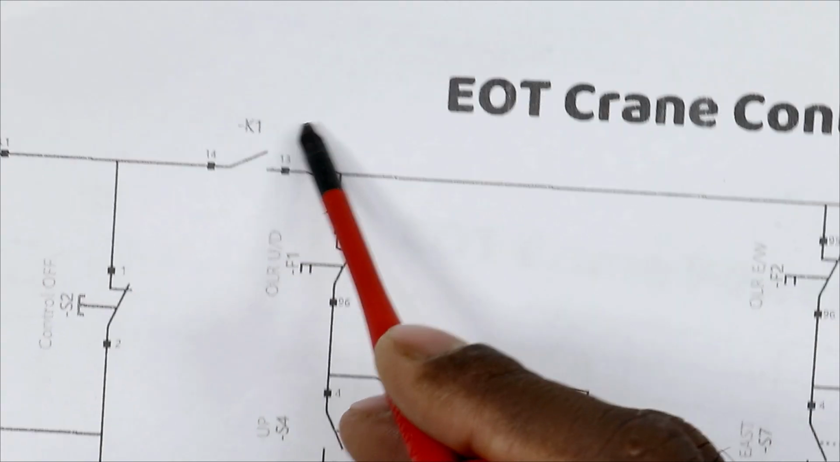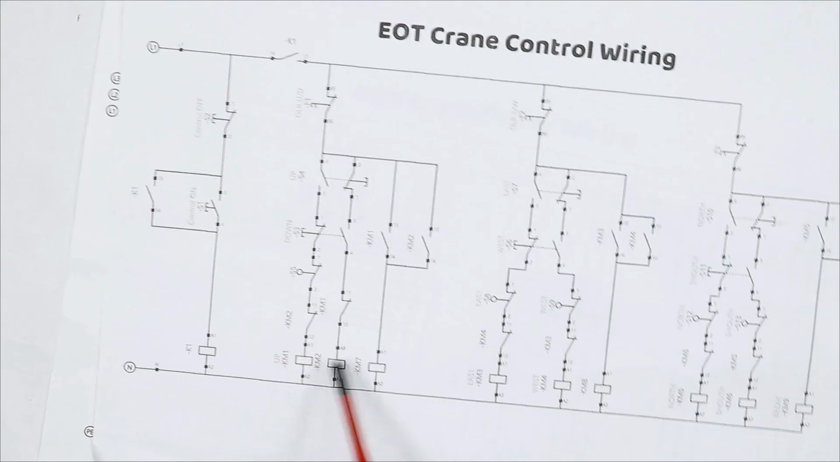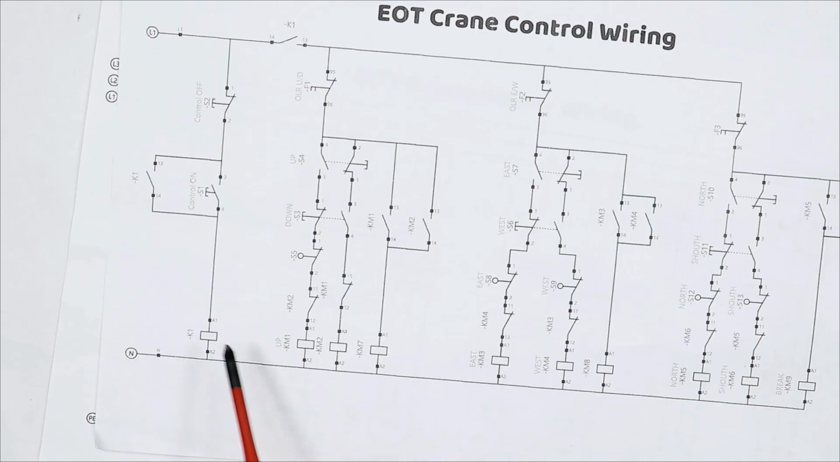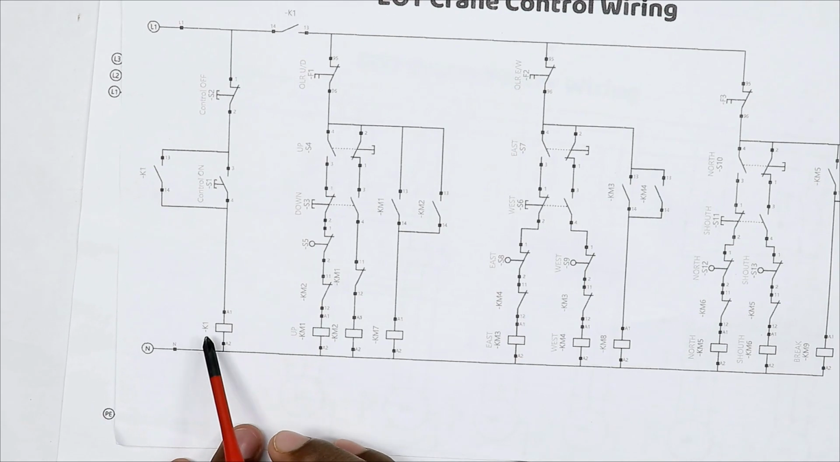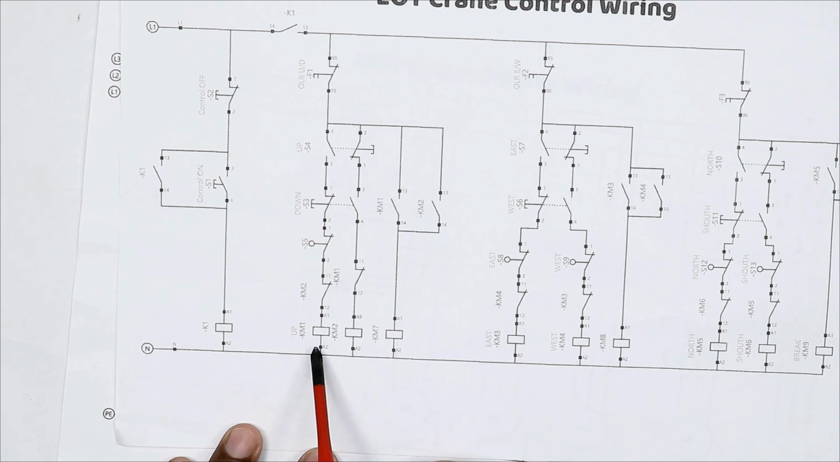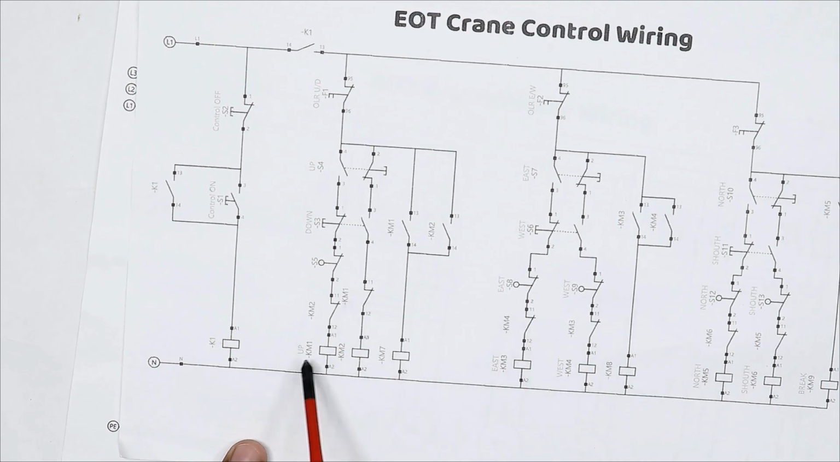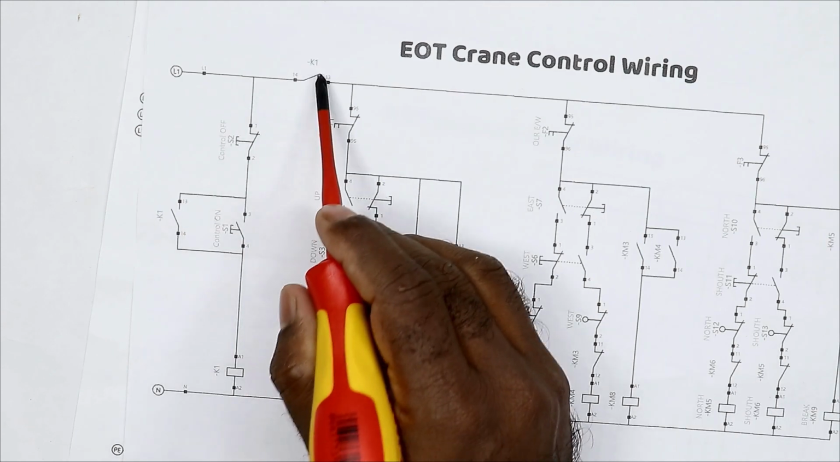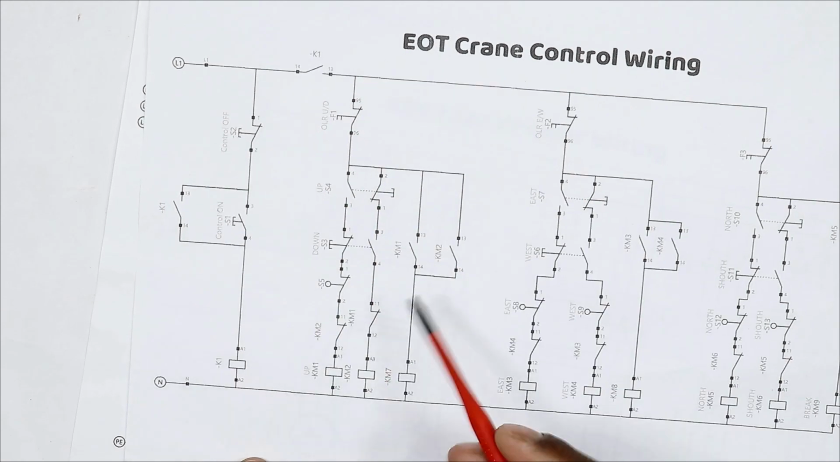K1 means contactors. As you can see, there are many contactors. Naming is there for every contactor, like here K1, here KM1, here KM2, here KM7. In this way naming is there. Among all these contactors, we have to find out which one this NO contact belongs to.